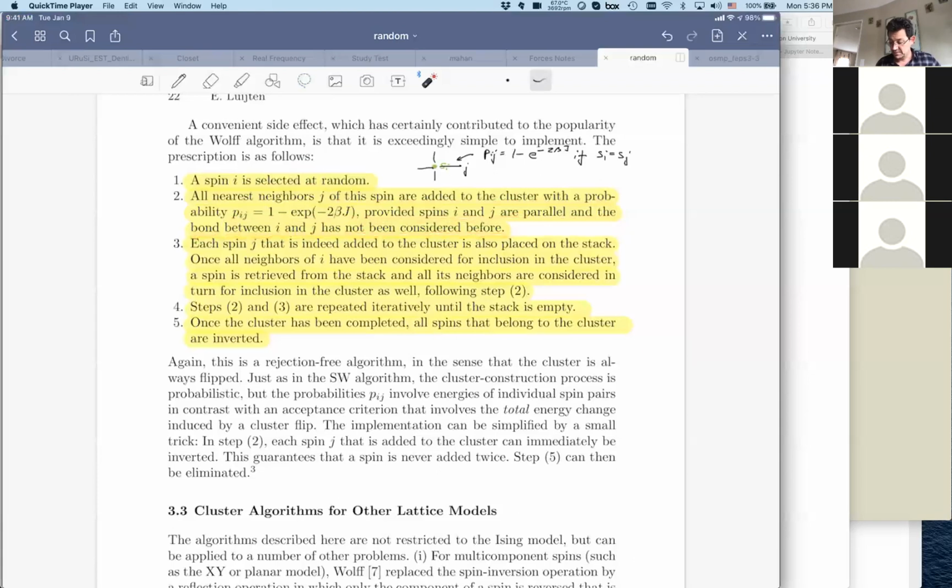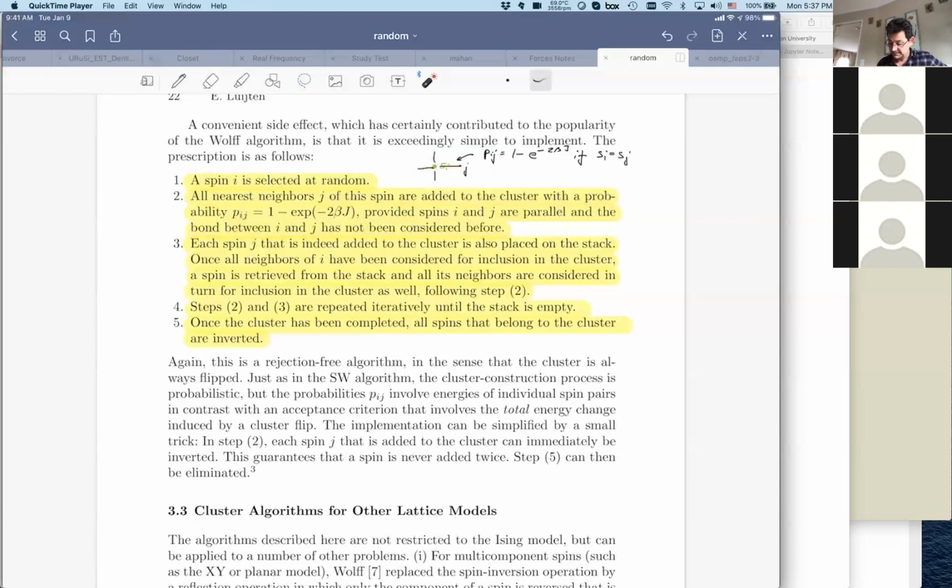So in other words, we go to a spin at some lattice site i, we look at the left, right, up and down, and we check whether these spins are pointing in the same direction. If they do, we most likely add them to the same cluster. Most likely means with probability 1 minus e to the minus 2 beta J. Not always, but most likely we add them.